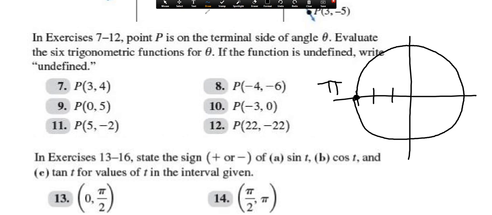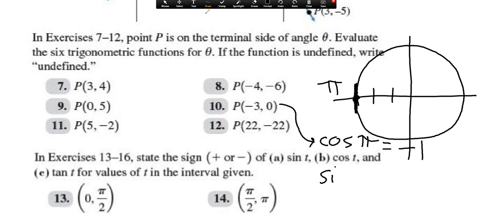So, what's the cosine? Cosine is the x value, right? What's the x value all the way out here on the edge of the unit circle? Negative 1, right? Remember, don't worry about the 3's anymore. You might as well get rid of this idea that we counted 3 units to the left.